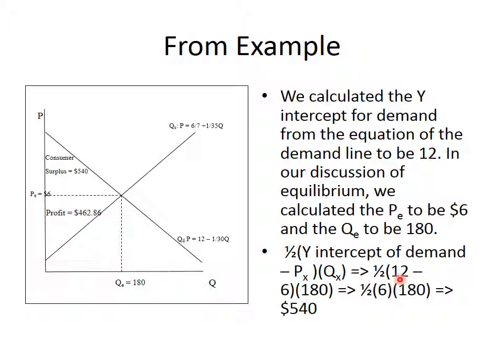Well, what we figured that out to be was 12 minus 6 times 180, 1/2 of that number. That's 1/2 of 6 times 180, $540. So you see, what we have here is consumer surplus of $540. We have a profit of $462.86.